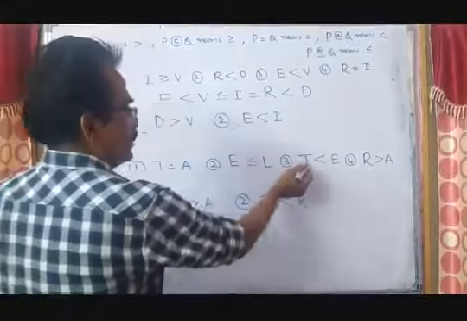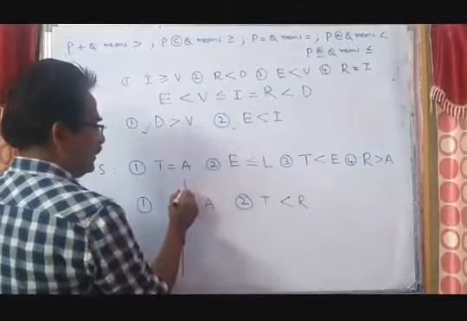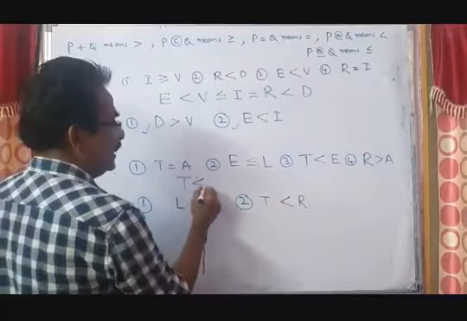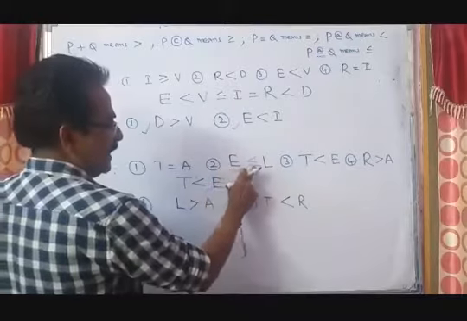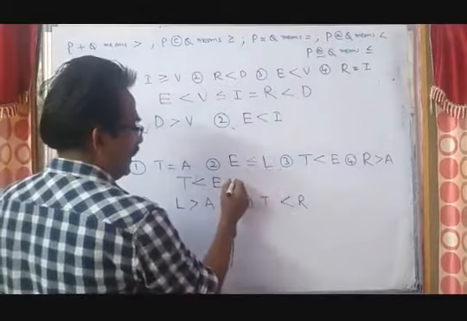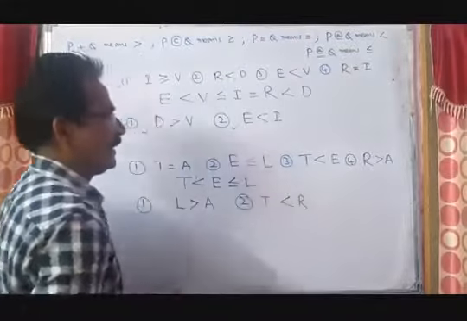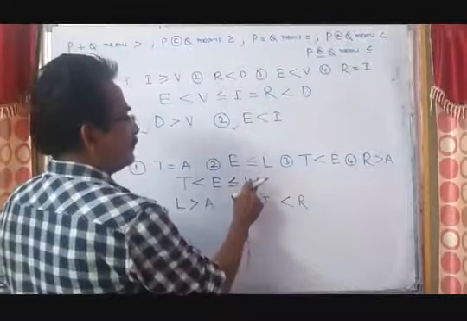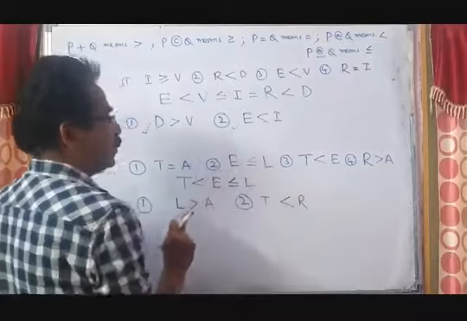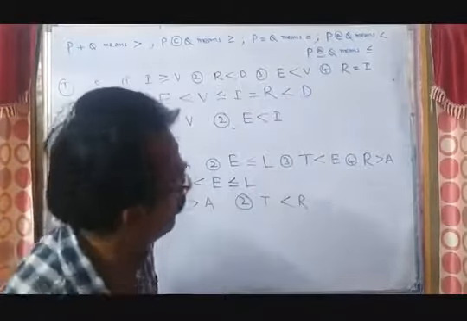Okay, friends? So now let us begin with T. T less than E, E less than or equal to L. Then L, so two T's are there, we should not begin with T.